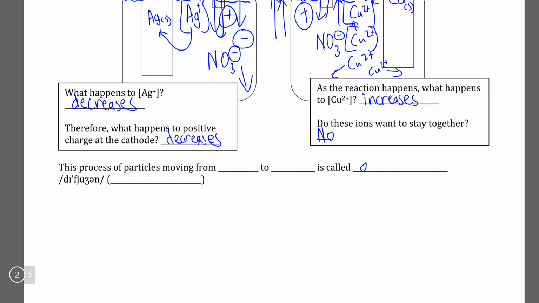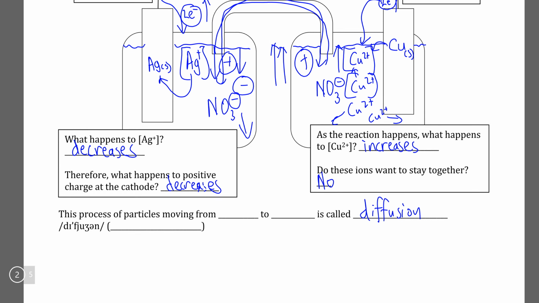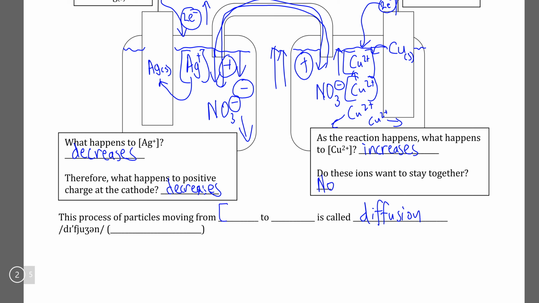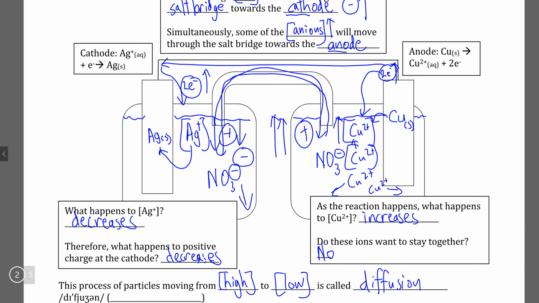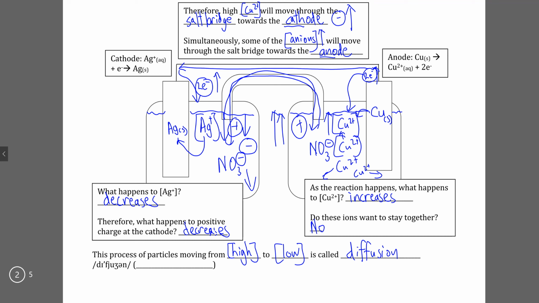For the people that recognize the term diffusion, either because you've seen it in biology before or because you remember it from the equilibrium unit, diffusion is simply the process of any particles moving from a high concentration to an area of low concentration, which is exactly what we see with the high concentration of copper ions migrating from a high concentration at the anode to a low concentration at the cathode, and vice versa with the high concentration of anions migrating from the cathode to a low concentration at the anode. This is what the purpose of the salt bridge is.